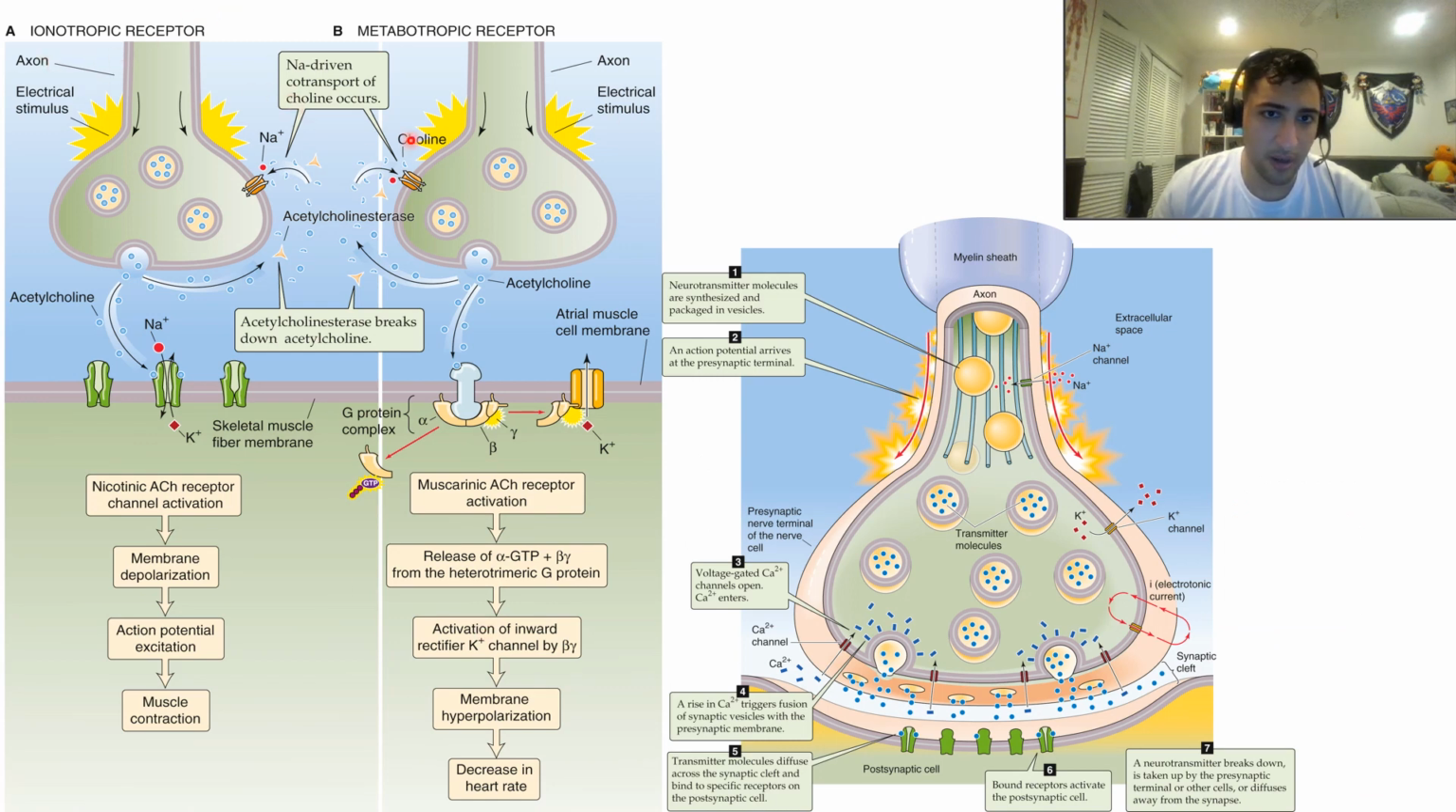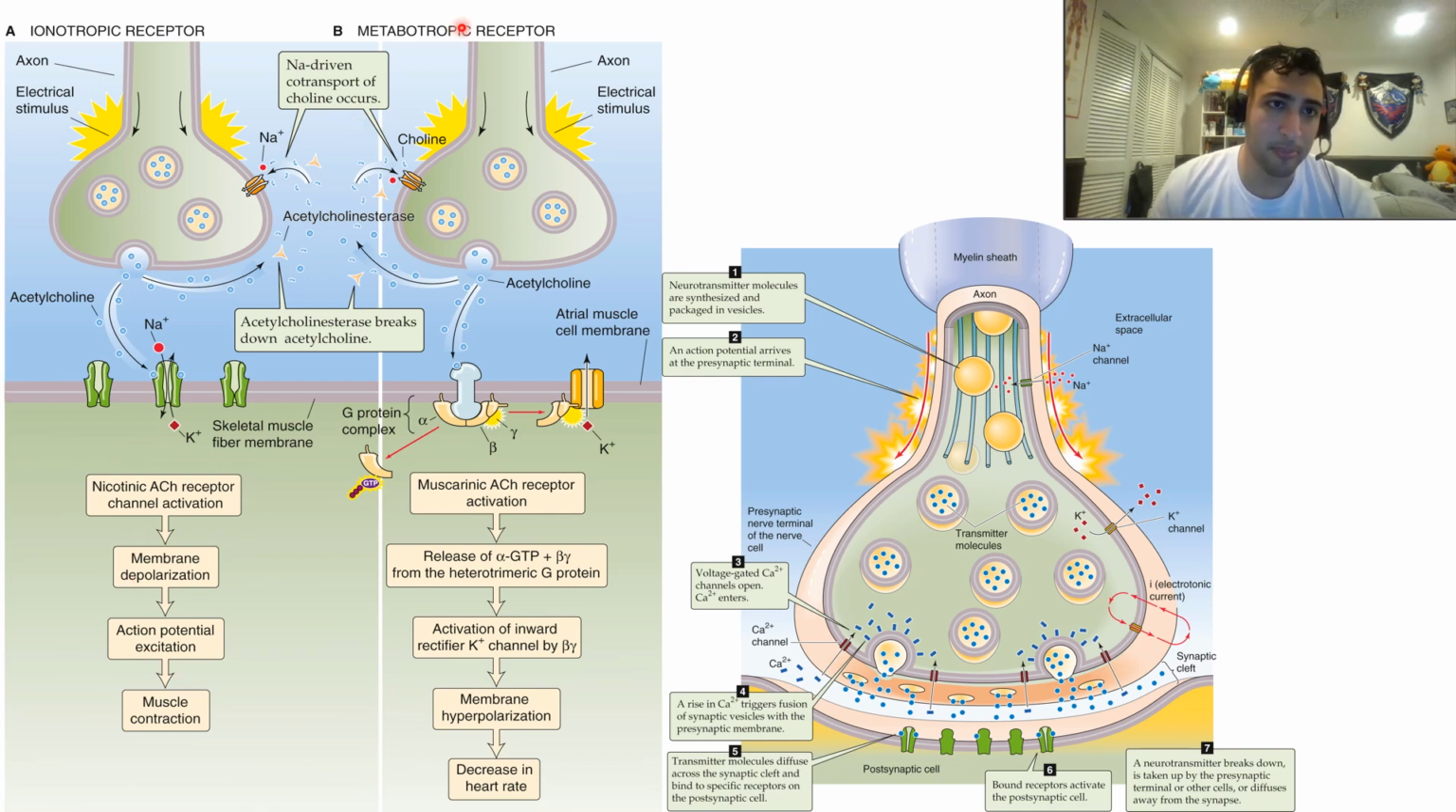So over here on the left, we have an ionotropic receptor. So you can see here, you have your axon, you have your action potential, it's happening, you have some calcium release not shown here, and then the vesicle fuses with the membrane, the neurotransmitter comes out, and it'll bind to, in this case, an ion channel. It's ion channel associated. So the nicotinic acetylcholine receptor channel activates in skeletal muscles. You get membrane depolarization, an action potential, and a muscle contraction.